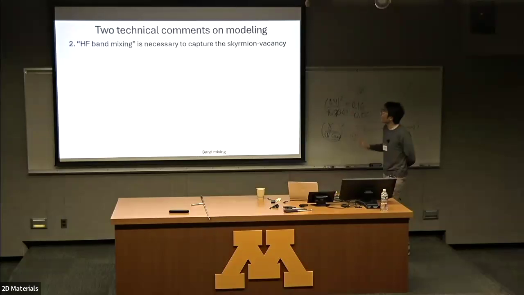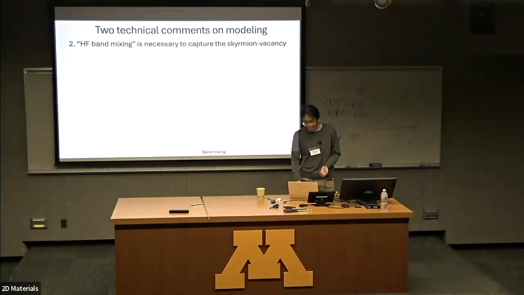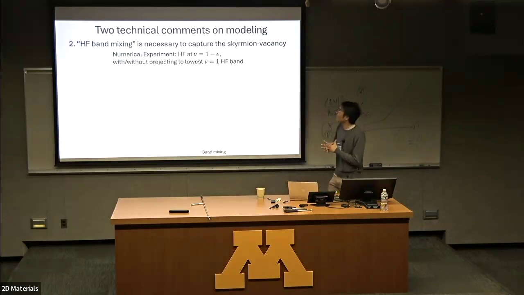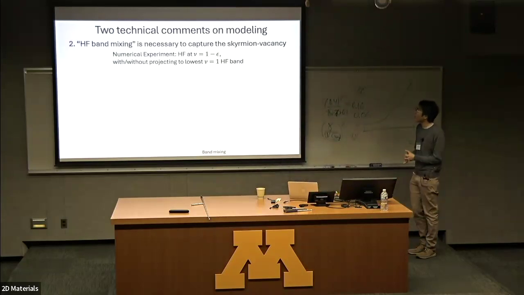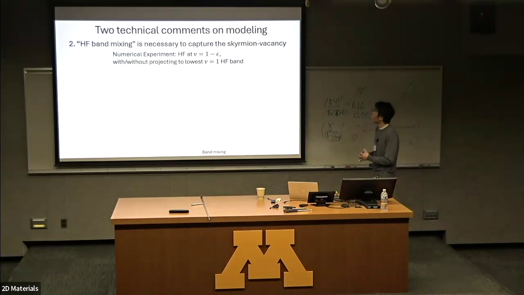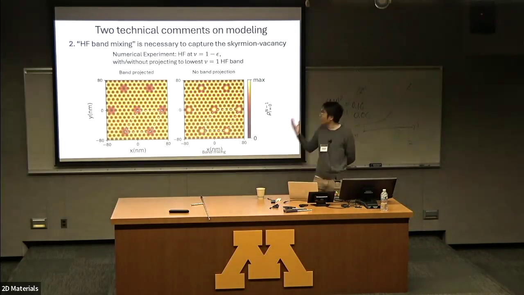Okay, the second technical comment is that Hartree-Fock band mixing is necessary to capture this. So what do I mean? We did a numerical experiment. We can do Hartree-Fock at nu equals 1 minus epsilon with and without projecting to the lowest nu equals 1 Hartree-Fock band. So we have a nu equals 1 Hartree-Fock band basis, and we can now do Hartree-Fock at 1 minus epsilon with or without projecting to that. And this is the result.